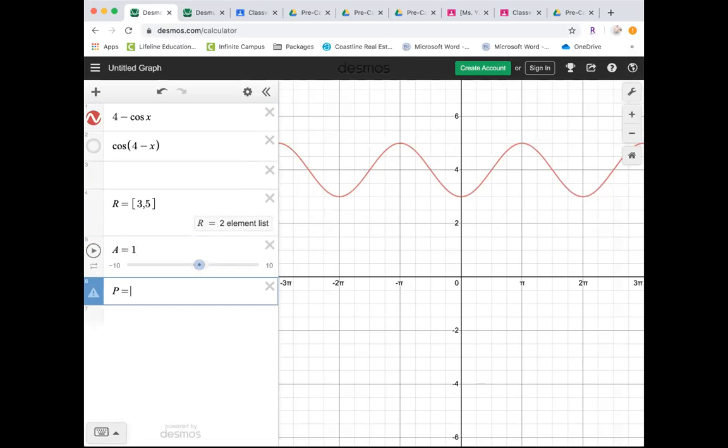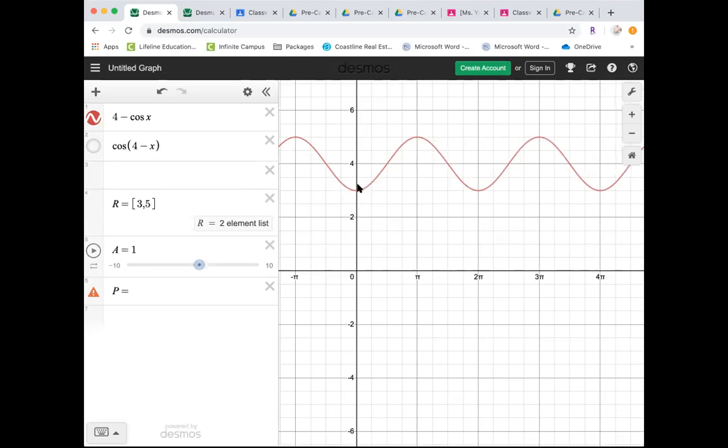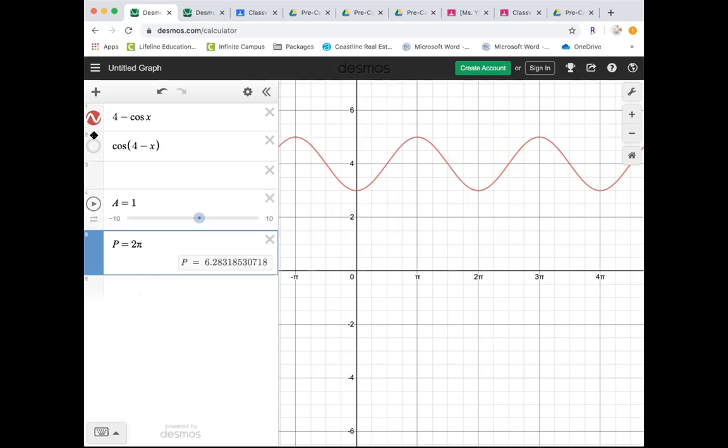So now we have period. If we start from 0, how long does it take before we repeat again? 2 pi. Thank you. They will be right here. Okay, that's your answer to number 14. Any questions? No? Okay, let's look at this graph now.